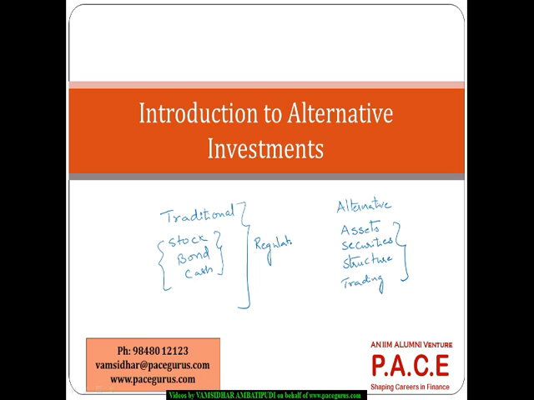The stock markets are very heavily regulated. The bond markets are very heavily regulated. But with respect to the alternate investments market, the regulations are much, much lesser. Because of that, there are many things which a traditional investment doesn't offer, but alternate investment is offering.